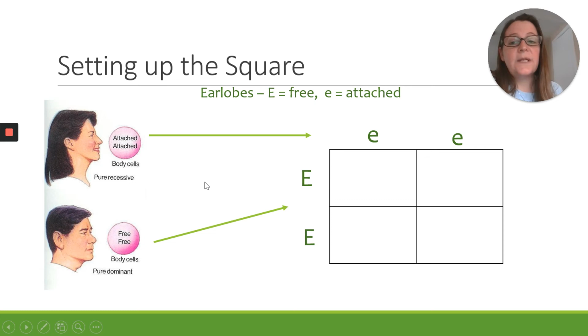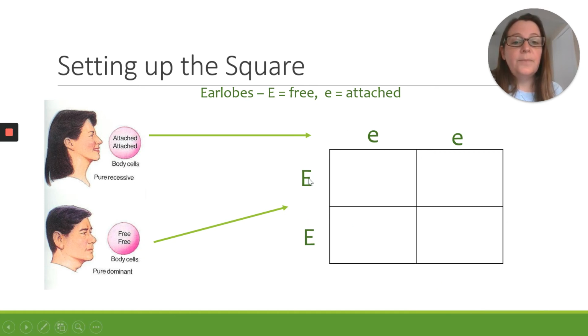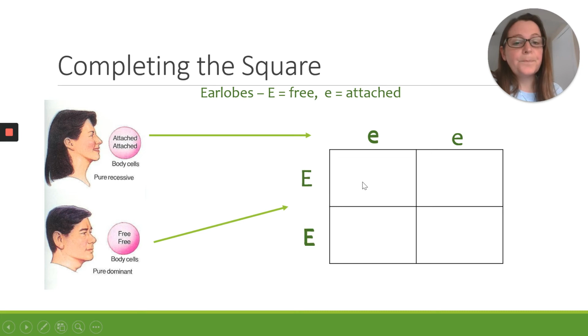So this is how you set it up. One parent goes on top, one parent goes on the side. It doesn't matter which one you put it in. So it doesn't matter if we were to put the dad's alleles at the top and the mom's, well, I guess they're the gametes, and mom's gametes on the side, it wouldn't matter. And then you look at, well, what would happen if this egg cell and this sperm cell got together? And you would put those in this box.